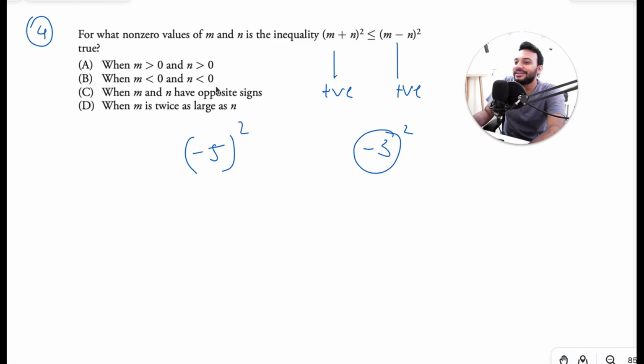Only when m and n have opposite signs, that's the only case when the difference would be greater in absolute value compared to the sum. So m and n have opposite signs. Option C would be the correct answer. Okay. Let's go ahead.